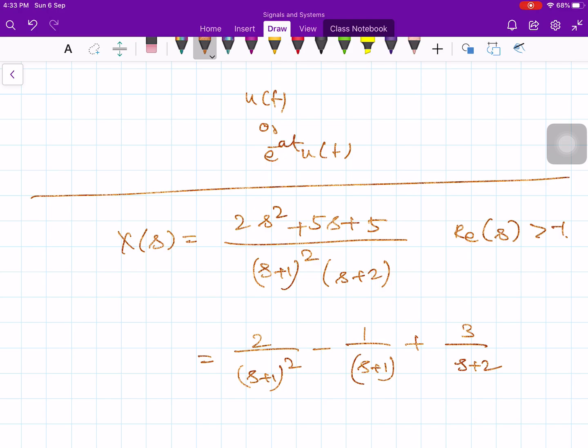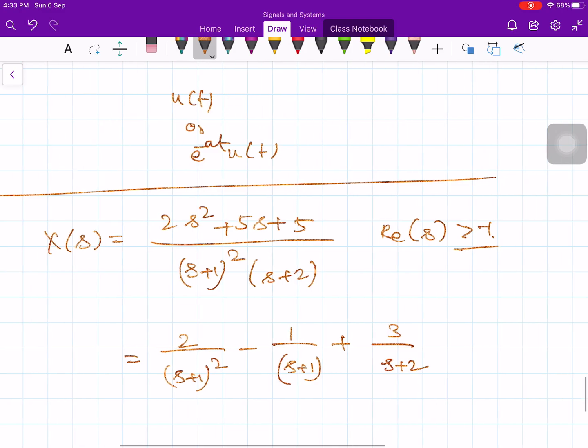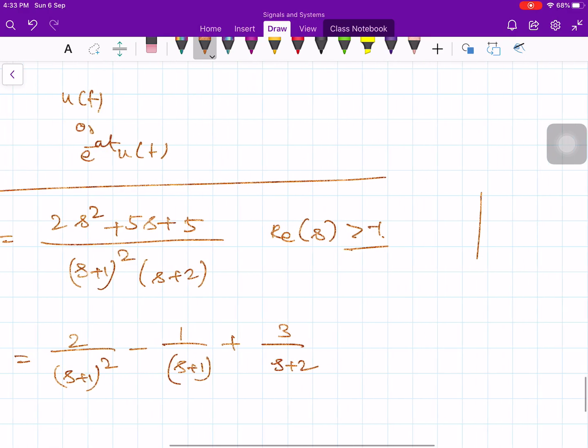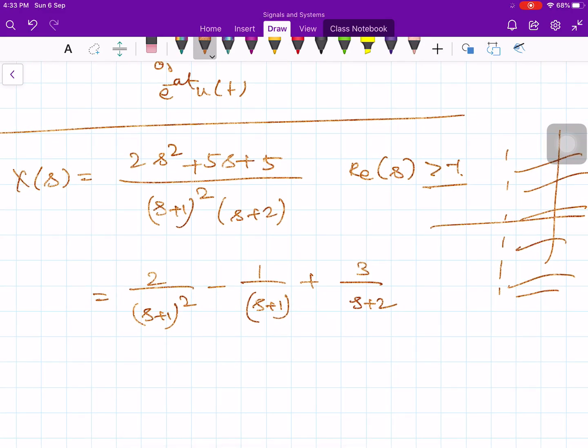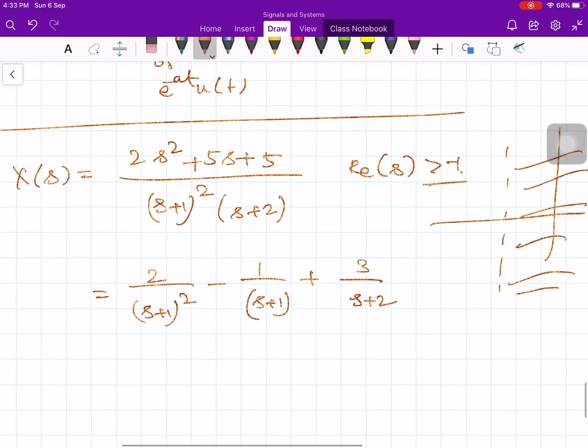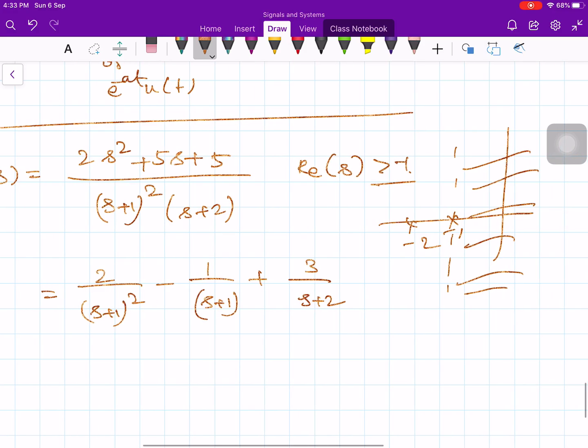Okay. Now since we said the ROC is the right side of minus 1, the inverse transform will be multiplied by u of t. The poles are located at minus 1 and minus 2. I have multiple poles at minus 1: 3 poles, minus 1, minus 1, minus 1.